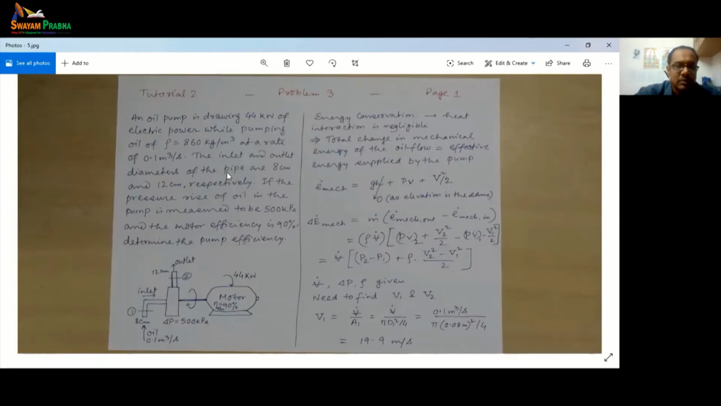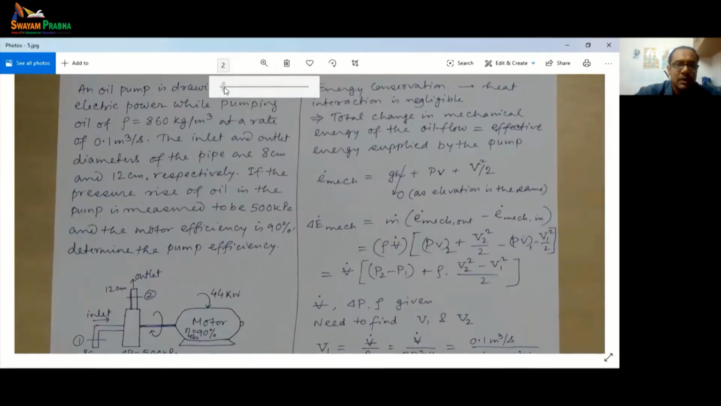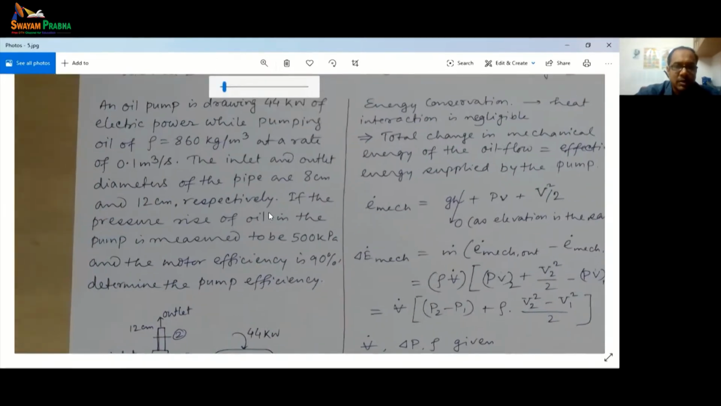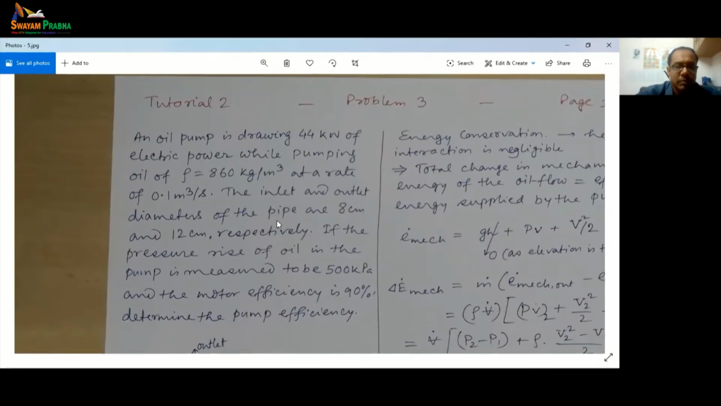So here what we are going to talk about is again conversion of energy. In the first two problems in this tutorial we looked at a single form of energy: electrical energy being used, or some heat energy being transferred to a system. Here we will see different forms of energy being converted between each other.